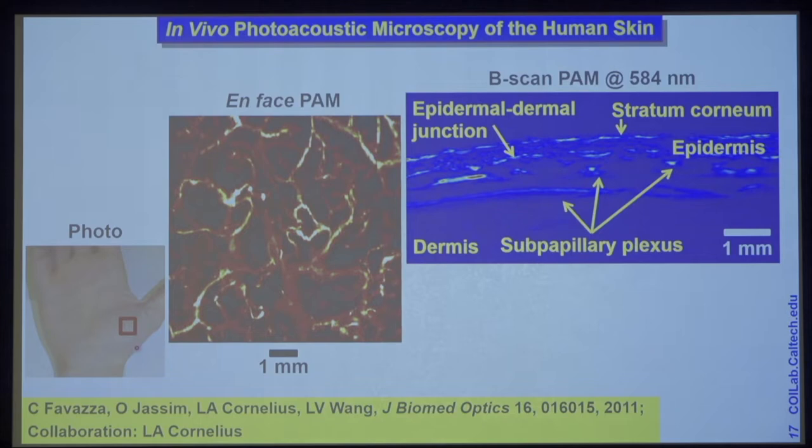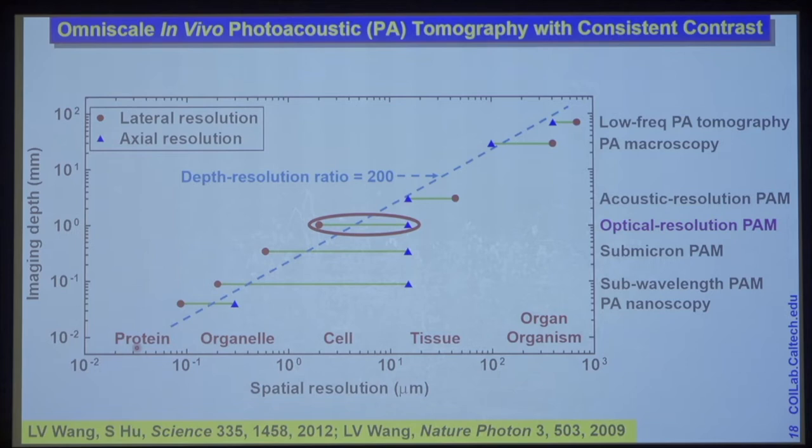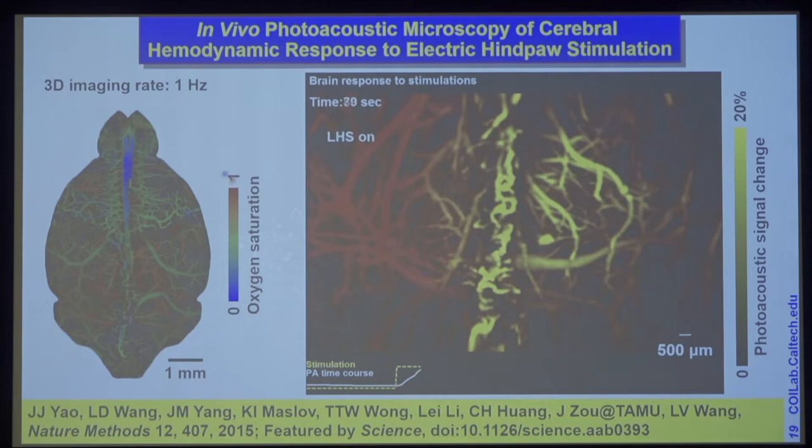We can scale further for optical resolution imaging. Within 1 millimeter penetration, this is where you can still focus light. So light is not totally diffused yet. And this is an example. Within a second, we can get a very detailed image of brain vessels in a small animal.